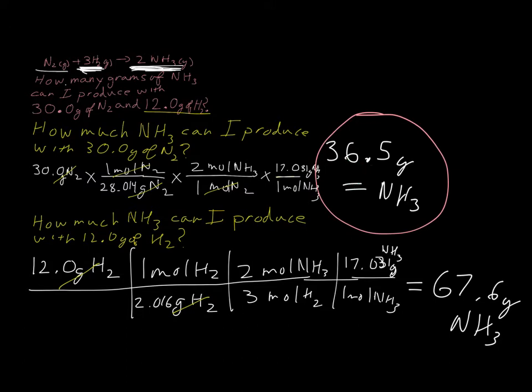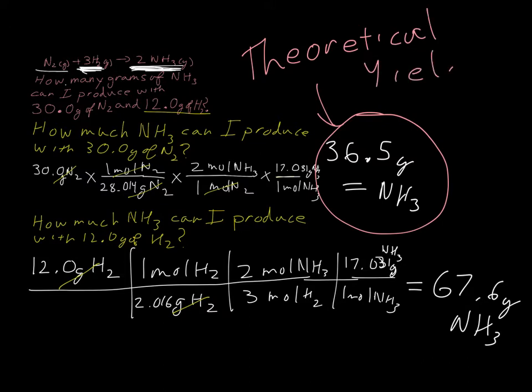So this is my theoretical yield. It's the most I can produce in theory. It's the lesser of the two amounts. It's the most I have the chemicals to produce. What limits my production? Whatever reactant produces this lesser amount. So in other words, this 30 grams of nitrogen is my limiting reagent.